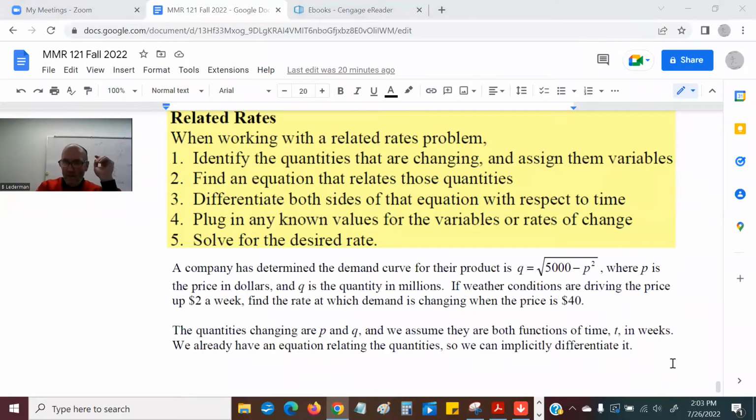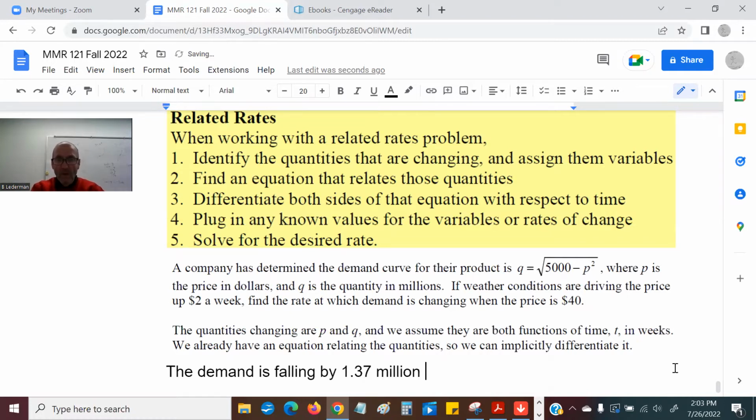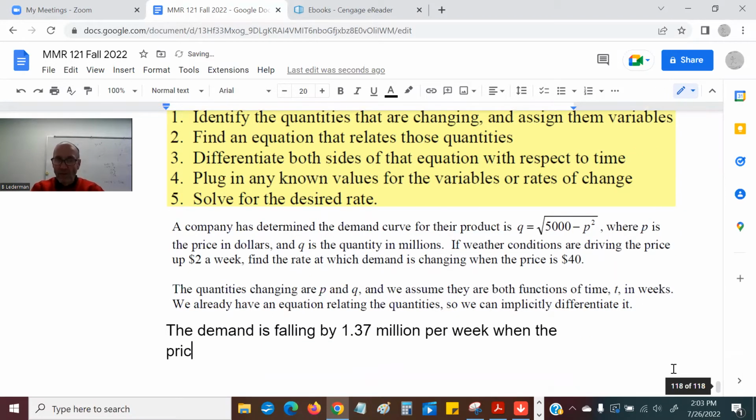So where do we go here? Demand is falling by 1.37 million per week when the price is right. No, when the price is 40. They always say when the price is right. That was an old TV show, I guess. Anyway, that is this lovely problem.